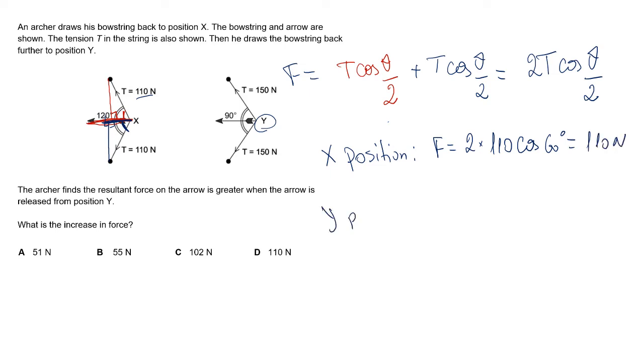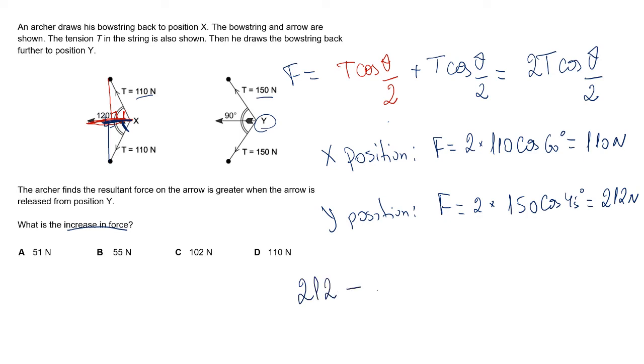For the Y position, F equals 2 times, here the tension force is equal to 150, multiplied by cosine 45 degrees. The answer is 212 Newton. And the question is the increase in force. That's why we will find the difference of the force. 212 minus 110, the answer will be 102 Newton. And the answer will be C here.